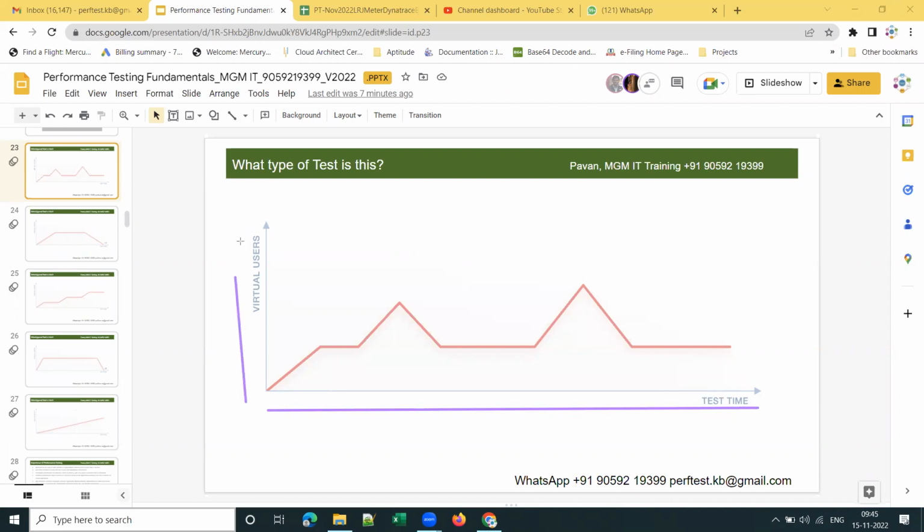On the y-axis, this differs from graph to graph. Here we are representing the user load. Right? And is this clear, guys? This graph represents a spike test.